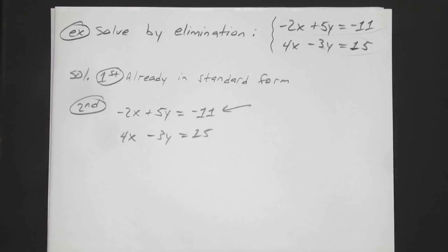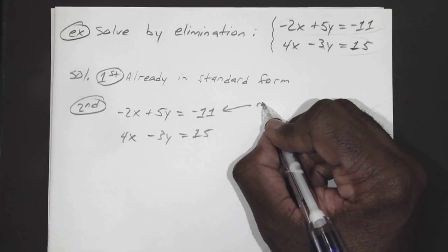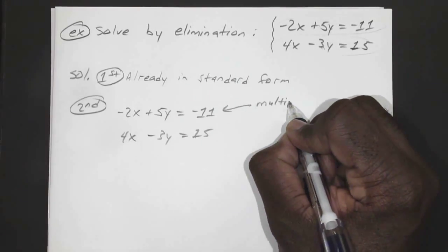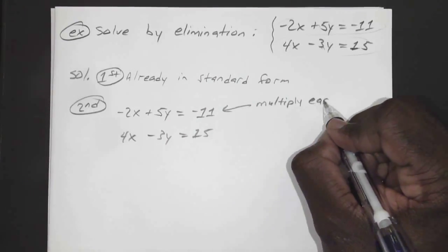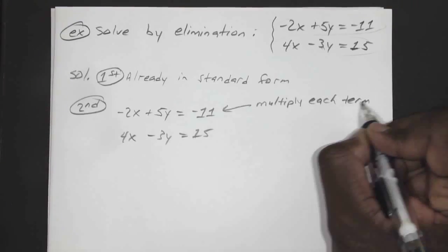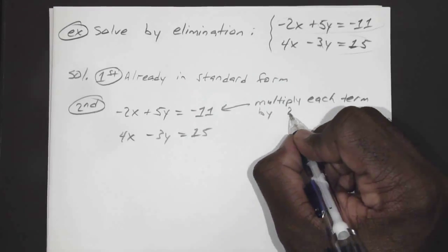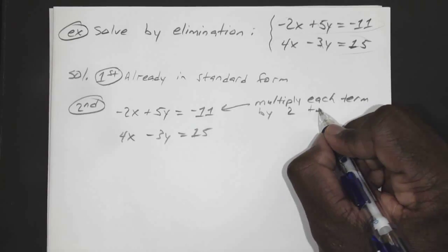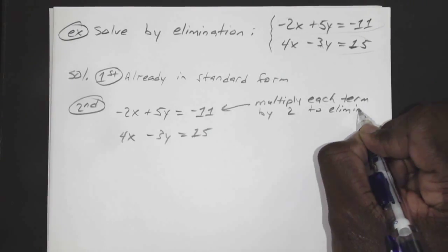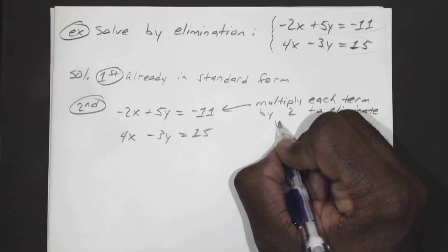So for this one, we're going to multiply each term by 2 to eliminate the x's.